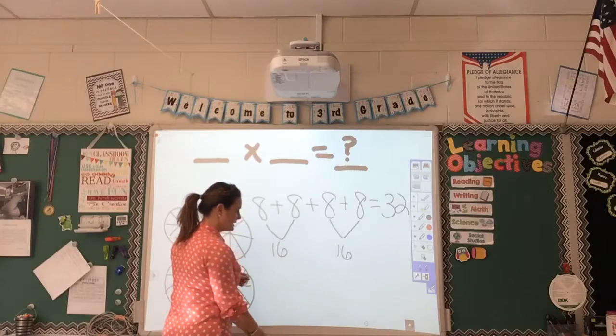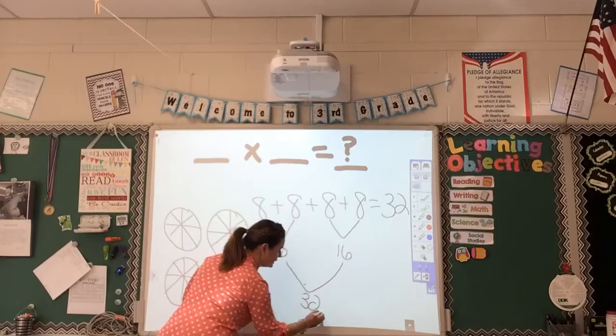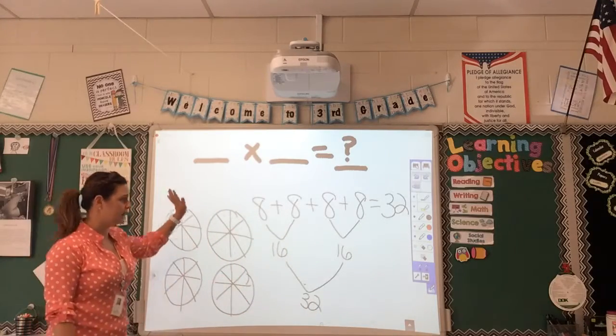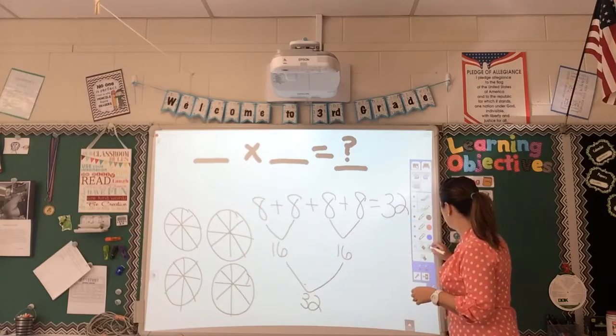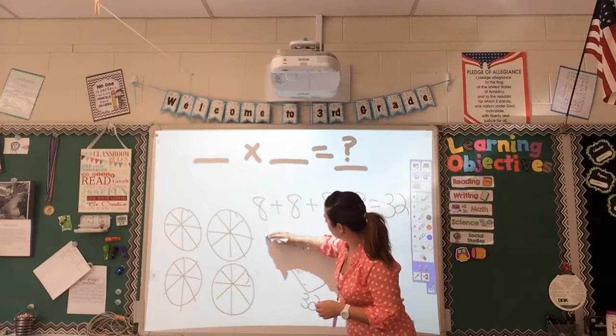And then I can add these together as well. 16 plus 16 is 32. So that's another strategy. My first strategy was drawing a picture. My second strategy is repeated addition. I am going to erase this quickly because I want to talk about my third strategy.